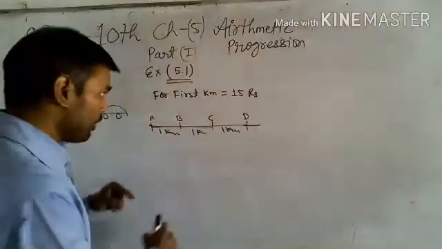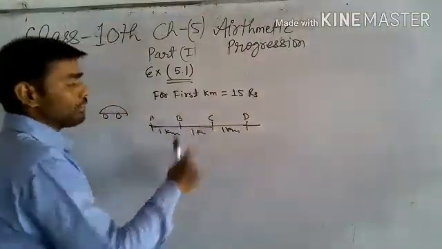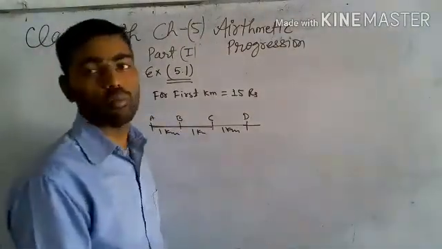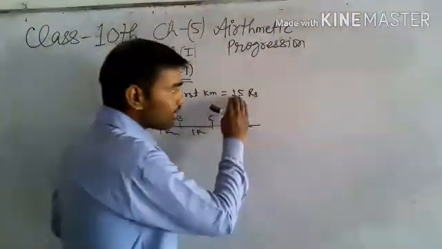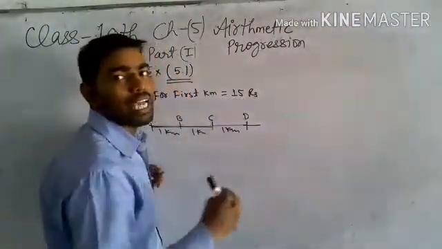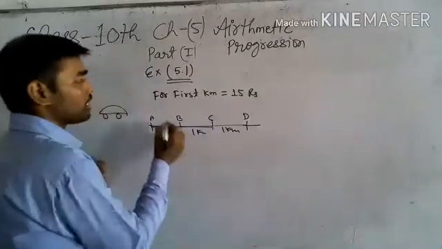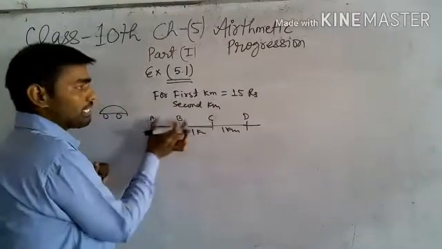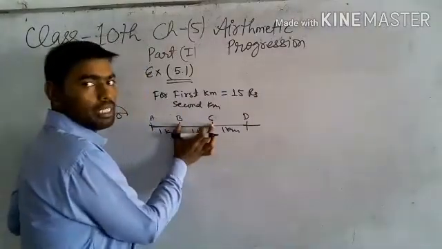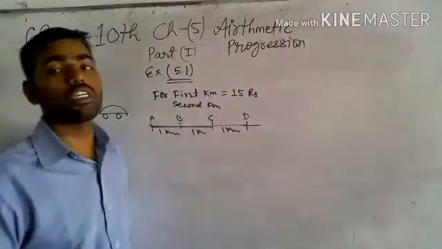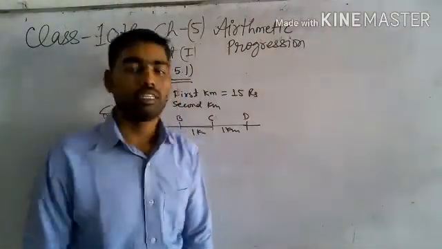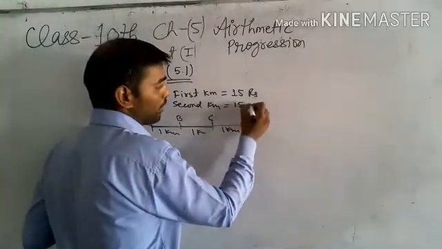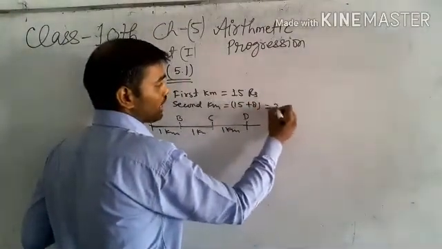Now when we move from B to C, it means if we travel 1 more kilometer after the first kilometer, then 8 rupees additional gets added to the previous fare. If we talk about the second kilometer, the first kilometer means A to B, the second kilometer means B to C. No, the second kilometer is not equal to 2 kilometers. It means B to C, that is 1 kilometer, and the fare is 15 plus 8, equal to 23 rupees.